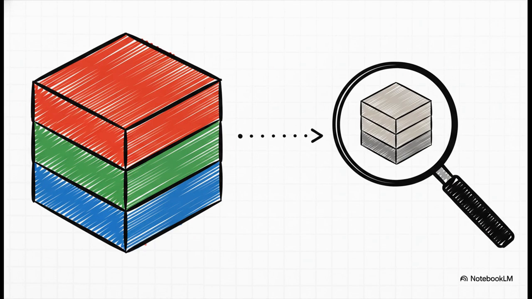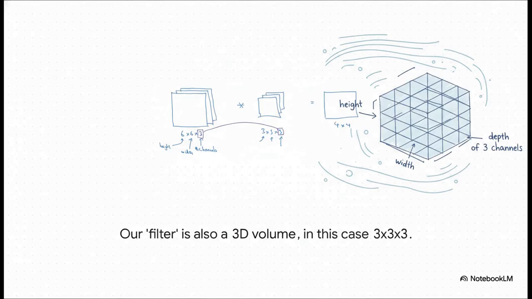Okay, so if the image itself is a 3D block, it makes sense, right? The tool we use to analyze it, to look for stuff like edges or curves, has to be 3D too. You need a 3D tool to work on a 3D object. And that tool has a name. We call it a filter. It's like a little detective's magnifying glass. And just like the image, it has its own height and width. This one's a 3 by 3.